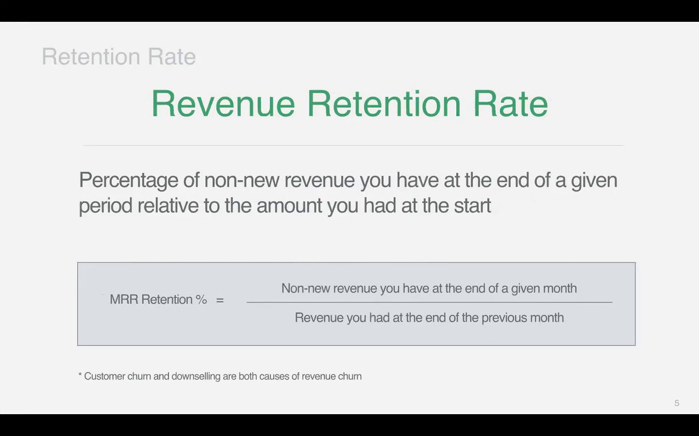All right, and next we have the revenue retention rate. Very similar to the customer retention rate, but in this case, we're looking at the percentage of non-new revenue you have at the end of a given period relative to the amount you had at the start. You can see the MRR retention percentage there is the non-new revenue at the end of the given month over the revenue you had at the end of the previous month. And there's a note here that customer churn and downselling can both be causes of revenue churn, which is a little bit different than the customer retention rate, where only customer churn can change that.